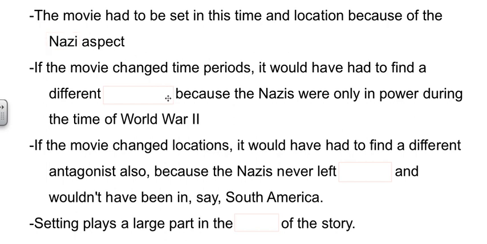If the movie changed time periods, it would have to find a different antagonist, because the Nazis were only in power during World War II. And if the movie had changed locations, it would also have had to find a different antagonist, because the Nazis never left Europe, and they wouldn't have been in South America. So setting plays a large part in the theme of the story.